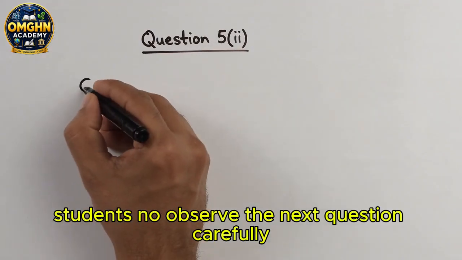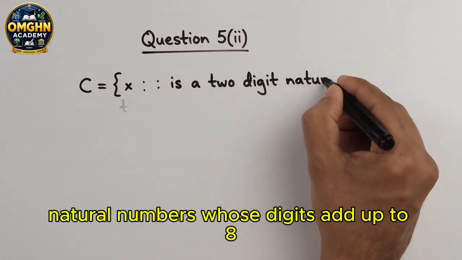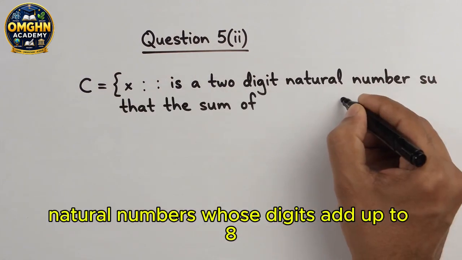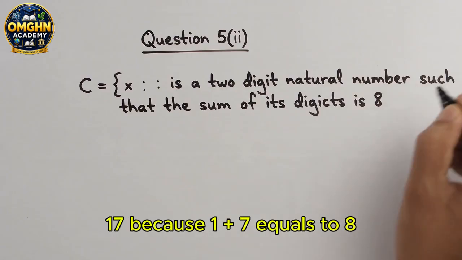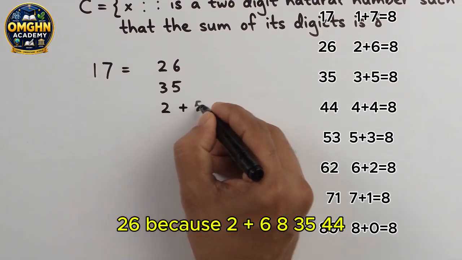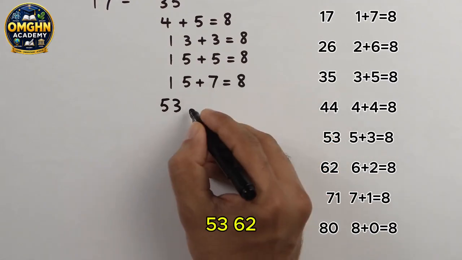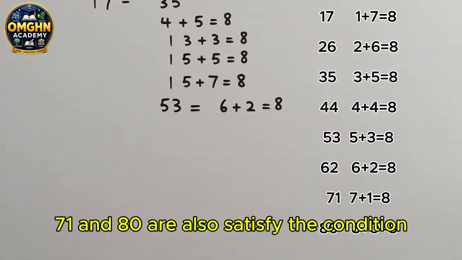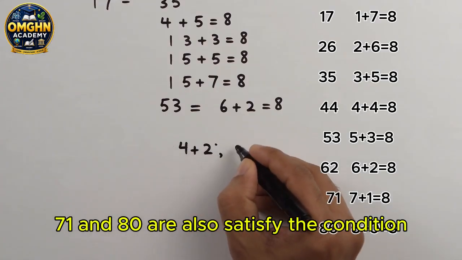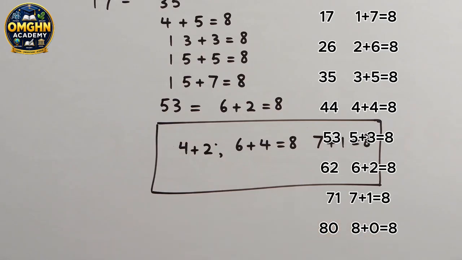Students, now observe the next question carefully. We need to find all two-digit natural numbers whose digits add up to 8. Let us check each number carefully. 17, because 1 plus 7 equals 8. 26, because 2 plus 6 equals 8. 35, 44, 53, 62, 71 and 80 also satisfy the condition.